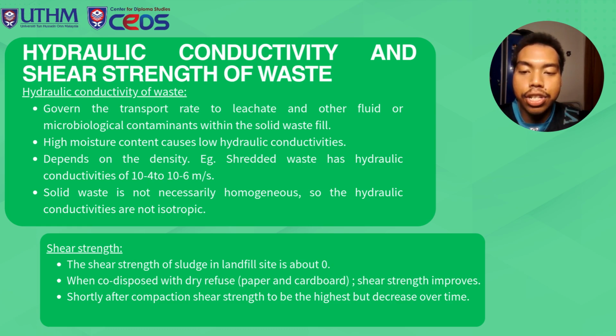Let's move on to shear strength. The shear strength of sludge in landfill usually is about 10. When co-disposed with dry refuse such as paper or cardboard, shear strength improves. Lastly, shortly after compaction, the shear strength is the highest but decreases over time. Thank you.